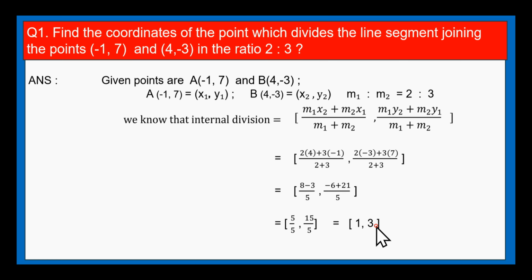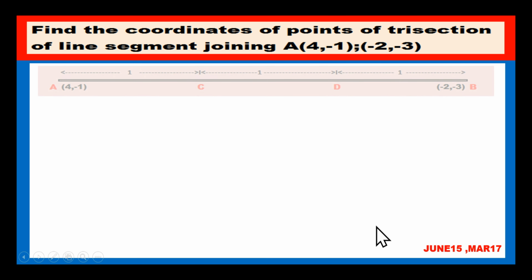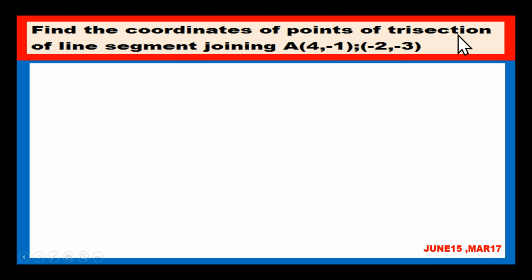Good. Now let us solve question number 2. Find the coordinates of the points of trisection of the line segment joining A (4, -1) and (-2, -3). This is one of the most important questions in the chapter. You can expect this in the public examination also. It appeared 3 to 4 times in public examination. I shall repeat the question.